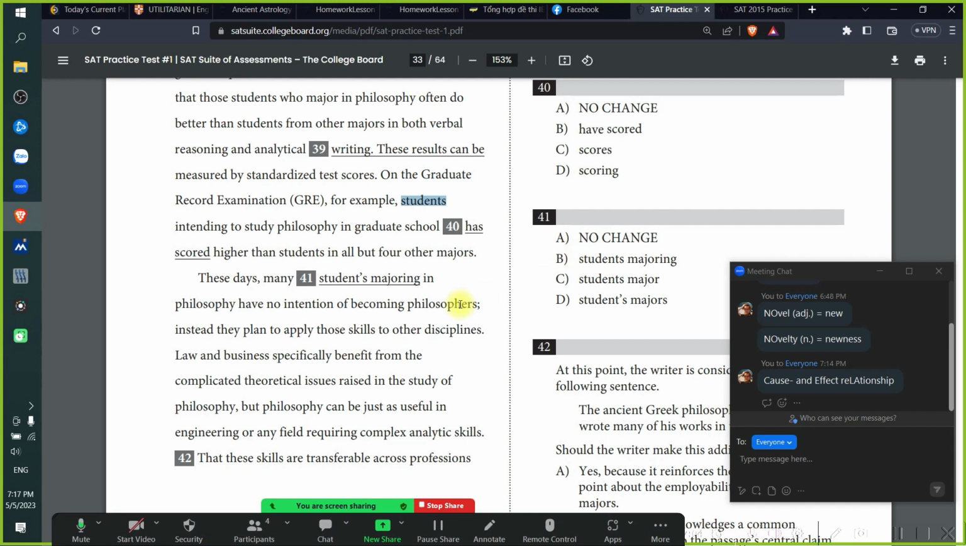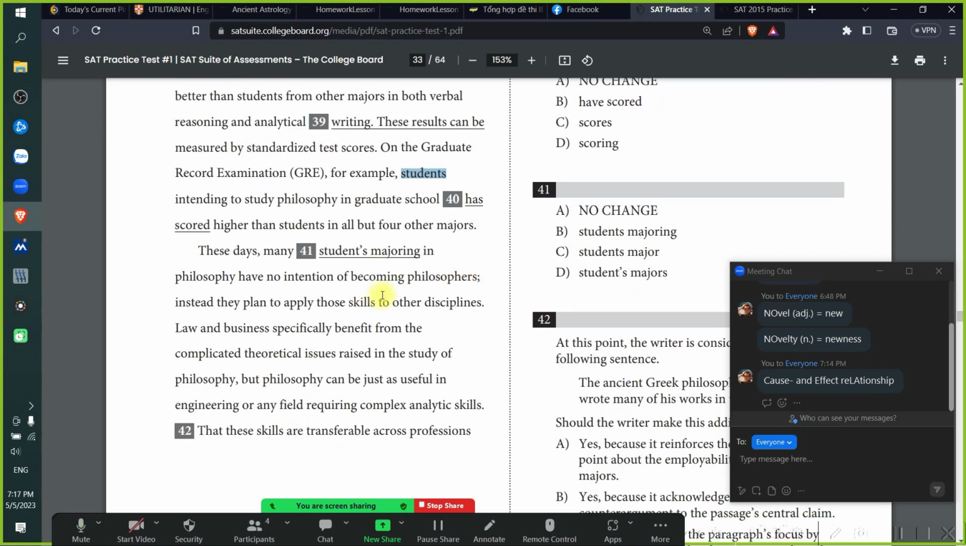Nguyên một cái đống đó thì là cái chữ student nó mới là cái danh từ chính ở đây. Những phần còn lại chỉ là bổ nghĩa cho cái student đó thôi. Cho nên vẫn tính là dựa vào cái chữ student. Số nhiều cho nên là have scored. 40.